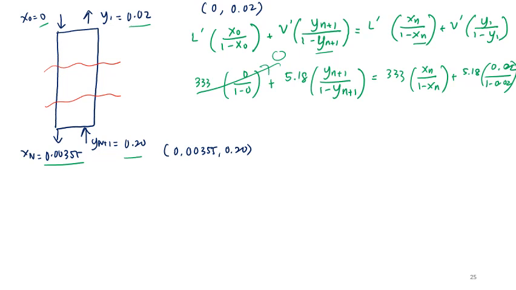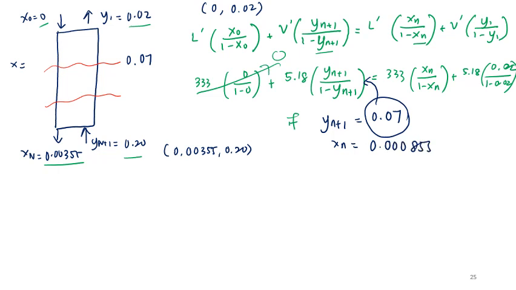Okay, let's say I specify yn plus 1 equals 0.07, maybe somewhere here. So what would be the x here? Then you just put 0.07 into this equation and calculate what would be xn. If you do that, you get xn equals 0.000855. That would give you another coordinate: 0.000855 and 0.07.